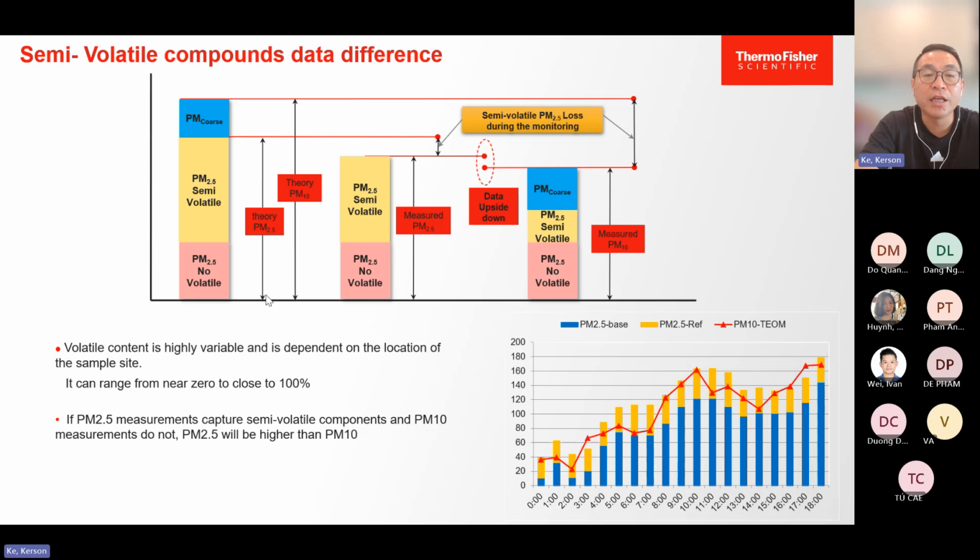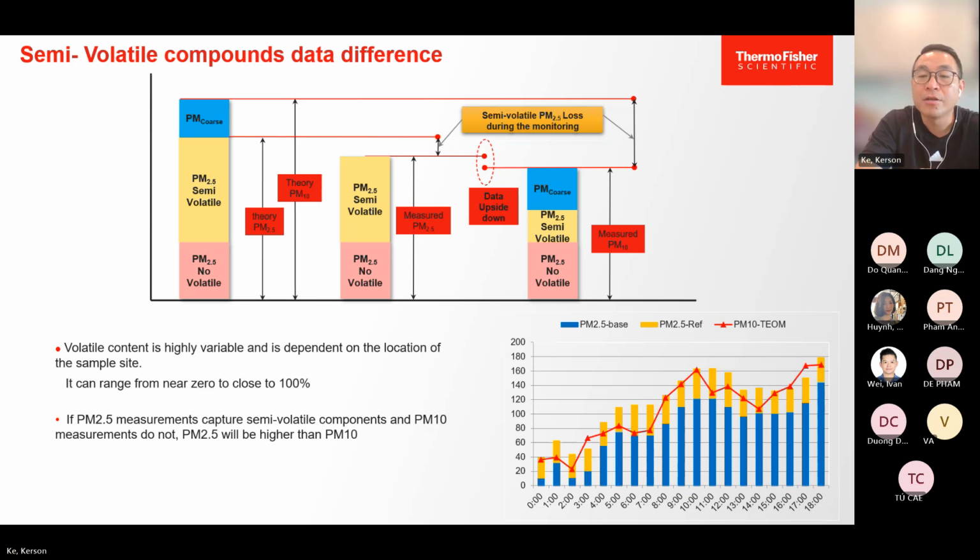Sometimes without FDMS, we may measure the real PM 2.5 at this kind of value. So this is the difference, the semi-volatile loss during monitoring compared to the theory. And what FDMS does is to compensate this semi-volatile portion back.